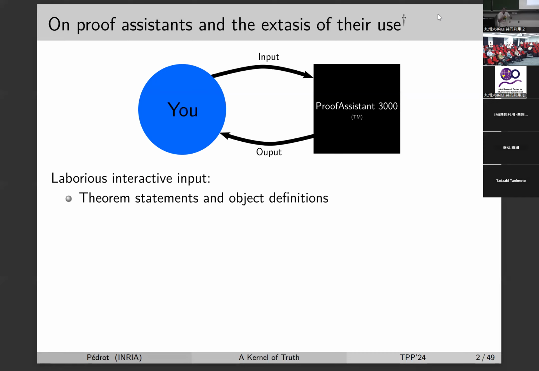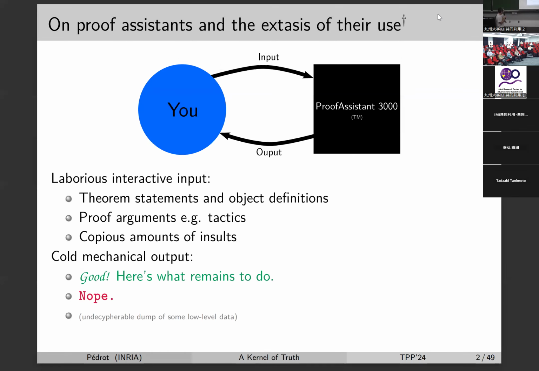So what does the input look like? Typically you write a theorem, that's a formal statement, then you write a definition of your objects, then you write things like tactics. So far so good. Then usually you insult your computer a lot so that it works, right? And at the end what you get is either yes, you did it right, or no, you failed, or some very low-level dump of horrendous data, like screens and screens of errors. So the title says that you're ecstatic about the use of proof assistants. That might depend.